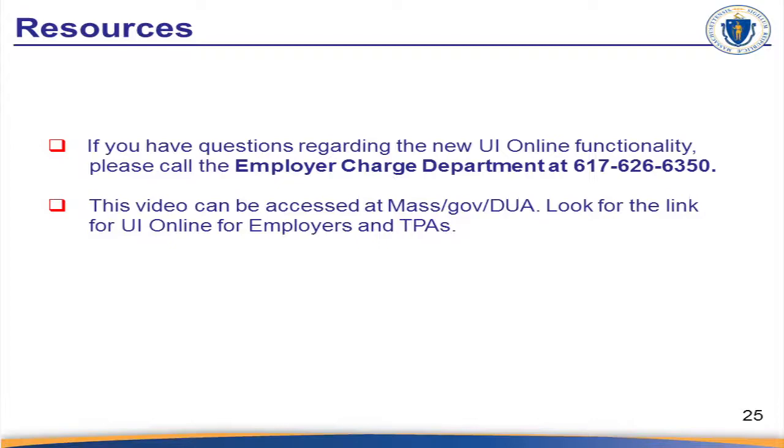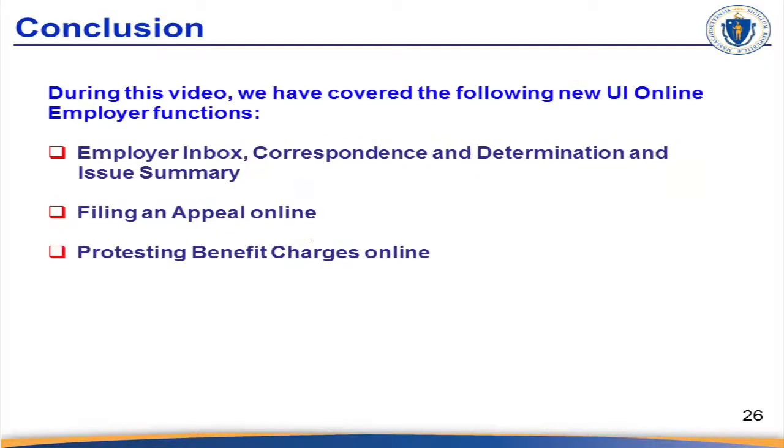If you have additional questions regarding the new UI Online functionality, please call the Employer Charge Department at 617-626-6350. This video can be accessed at website mass.gov/DUA, and then look for the link for UI Online for employers and TPAs.